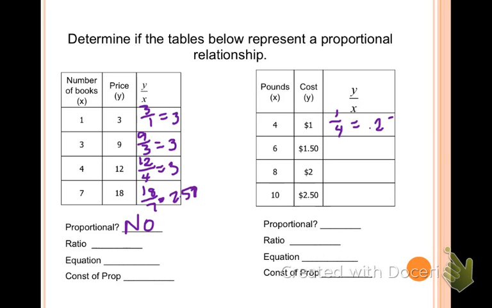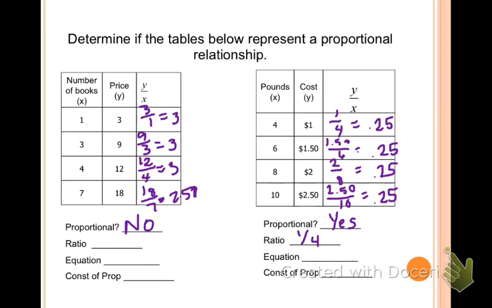Looking at the next one, the y to x ratio, you can divide and get a decimal. It's okay. $1.50 over 6. Same decimal. 2 over 8 reduces down to 1/4 as well. And 2.50 over 10 is also the same one. So is it a proportional relationship? Yes. That ratio of y to x is basically 1/4.